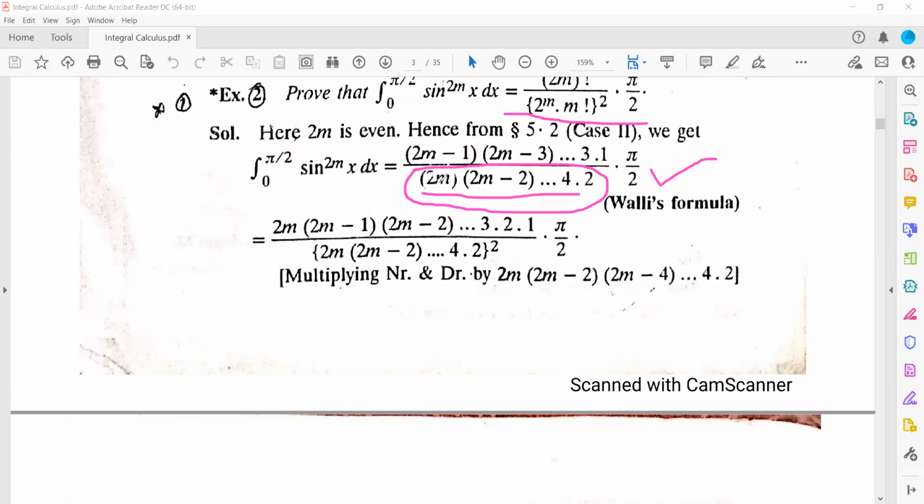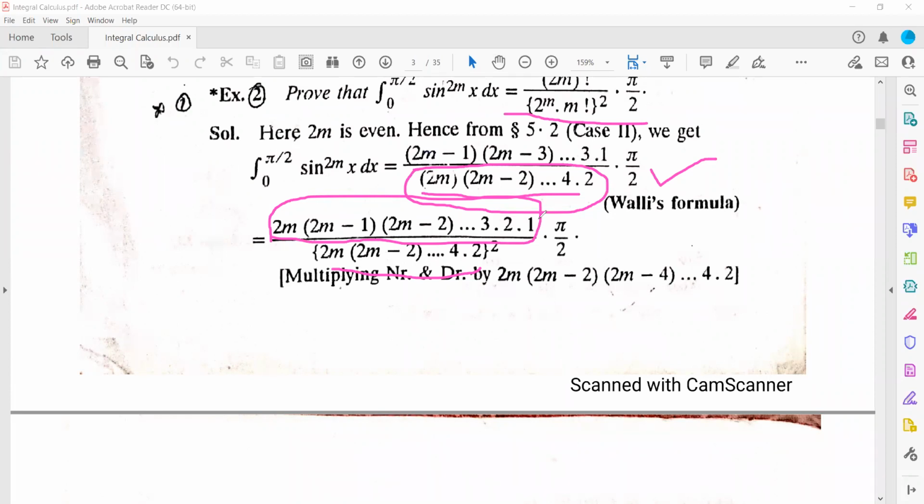So I'm multiplying the numerator by this denominator term. So twice m into twice m minus 1 into twice m minus 2 into twice m minus 3, then twice m minus 4, like this, down to 4, 3, 2, 1. Okay, this is the numerator part. And with the same, again we are multiplying the denominator. So it will become what? That will become whole square, because I have multiplied with the same thing, no? So this will become whole square into pi by 2. Is that clear?